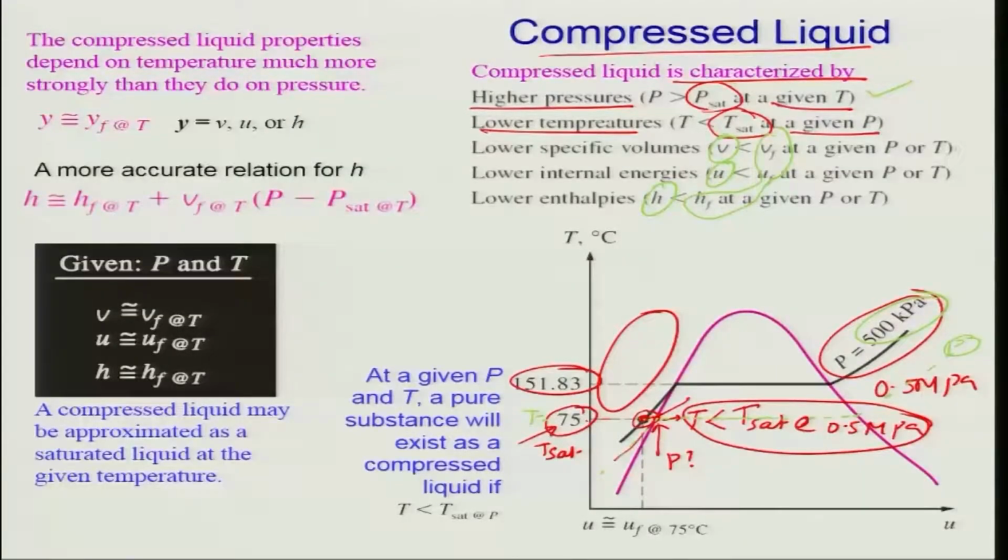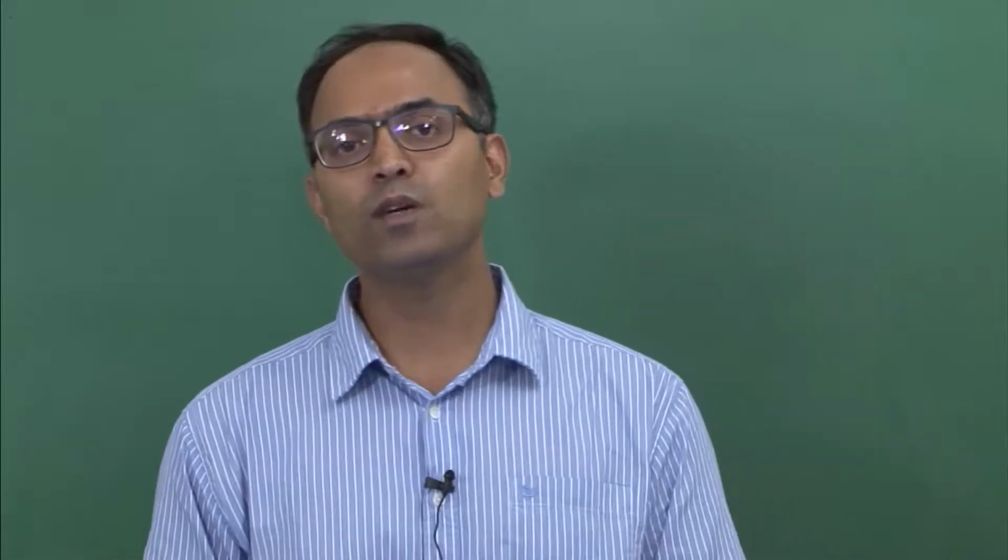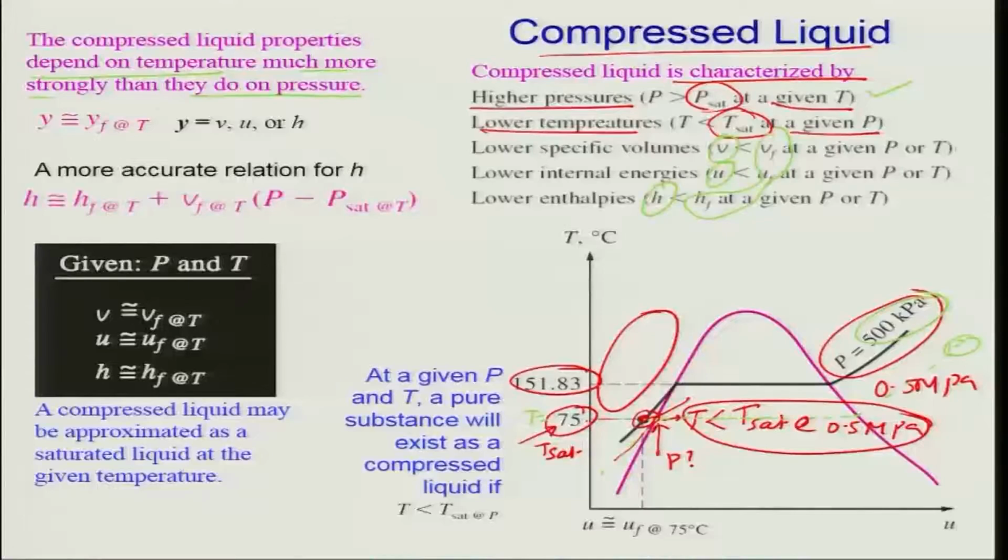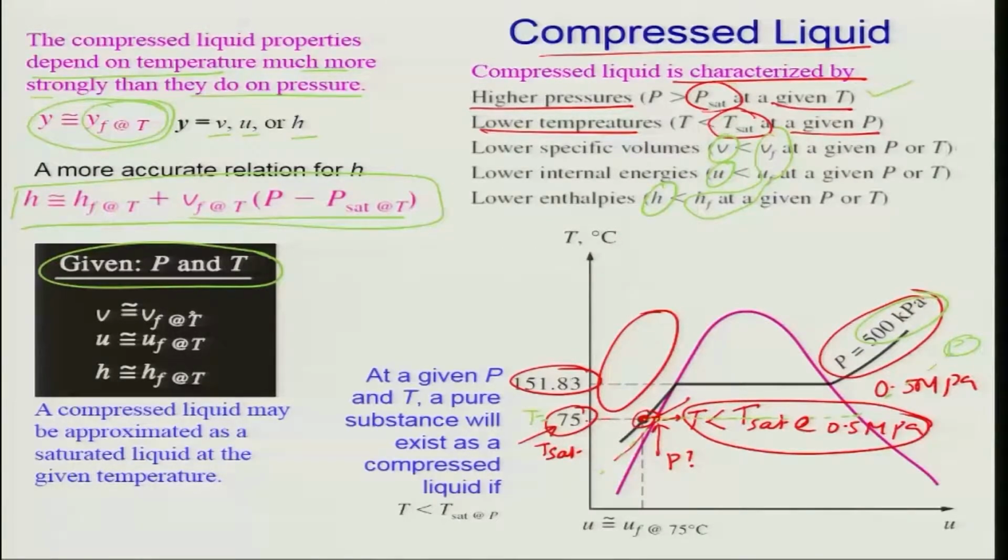Now the compressed liquid properties depend on temperature much more than they do on pressure. And typically we approximate compressed liquid properties by the corresponding value of the saturated liquid. So any property y, whether specific volume, internal energy or enthalpy, gets approximated by y of saturated liquid at that particular temperature. But a more accurate relation includes this term as well. So we summarize that for a given pressure and temperature, volume is approximated by the saturated fluid value, similarly for internal energy, similarly for H, the corresponding saturated properties.